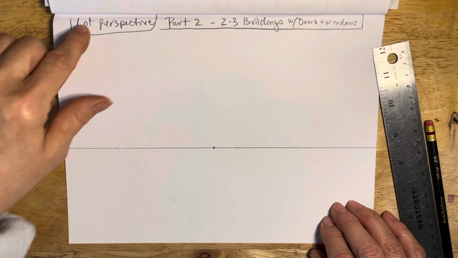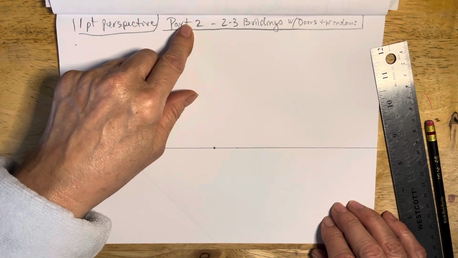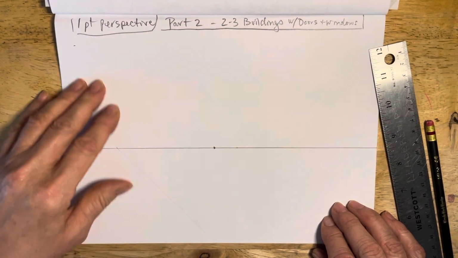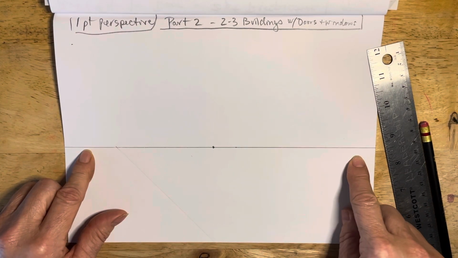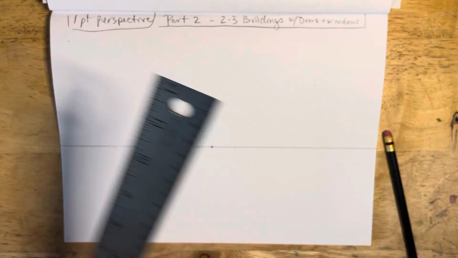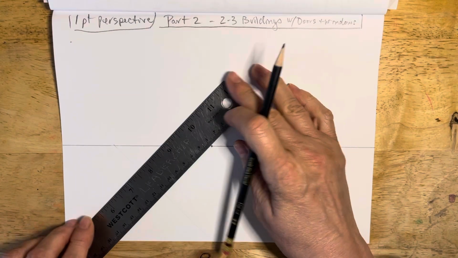Okay, here we go. This is 1-point perspective. It's part 2. We want to do 2 to 3 buildings with doors and windows. I've drawn a horizon line. Please use a ruler, and there's 1 point in the center, not anywhere you want. Please put it in the center.